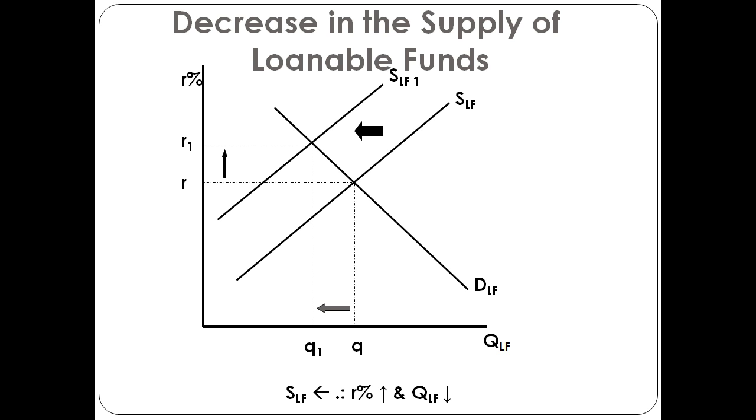You can see that where SLF1 meets DLF, you have a new equilibrium real interest rate, which is R1, and a new equilibrium quantity of loanable funds, which is Q1. So when the supply of loanable funds shifted to the left, that implied that your real interest rate went up and your quantity of loanable funds went down.